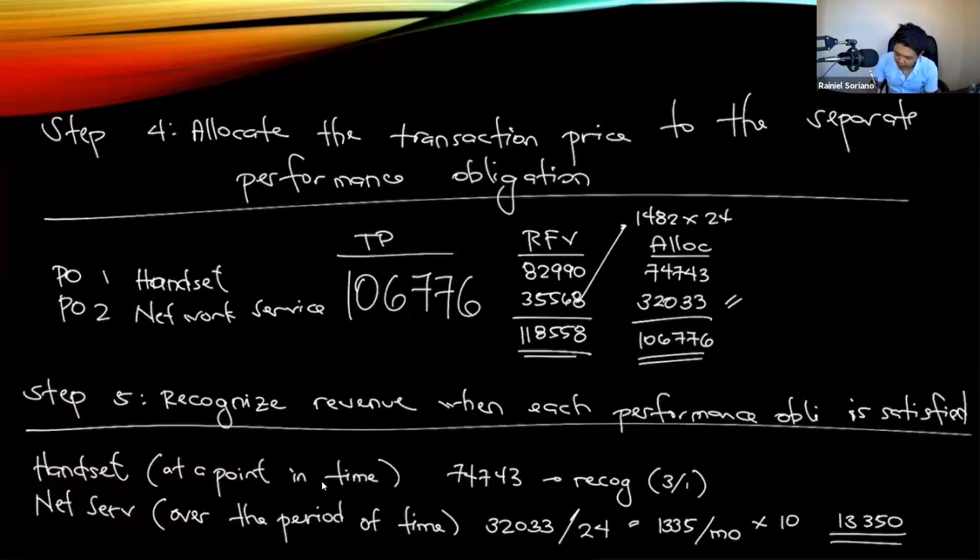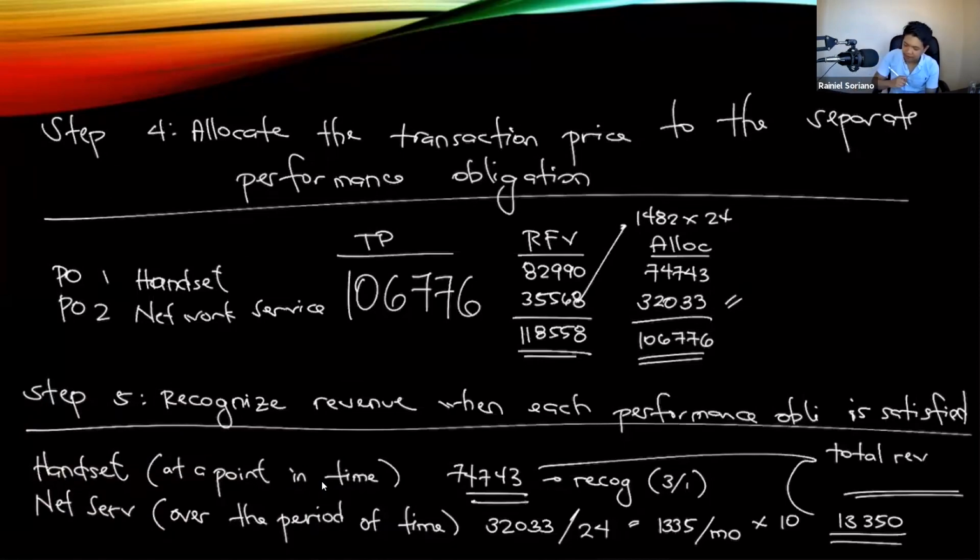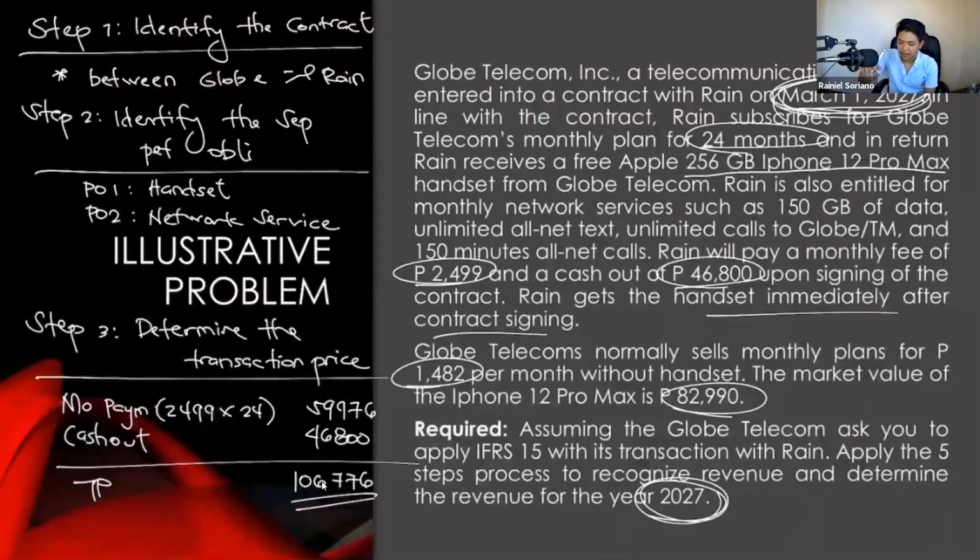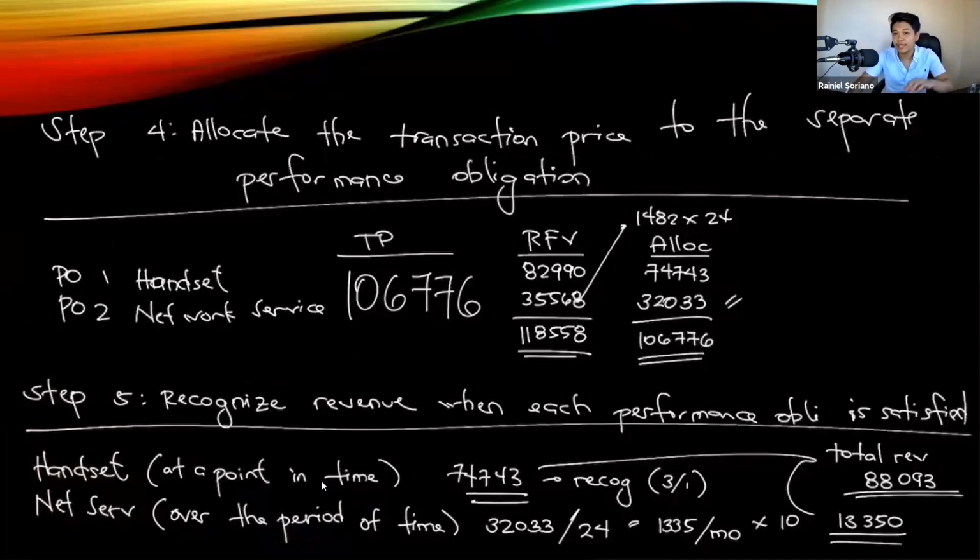We good? So apparently now, if total revenue ang tinatanong, the total revenue now for the year 2027 will be equal to 74,743 plus 13,350, or this is equal to 88,093. So the revenue for the year 2027 recognized is equal to 88,093. All right. So that is the answer or the solution for this problem, and this is actually the end of the phase of IFRS number 15.